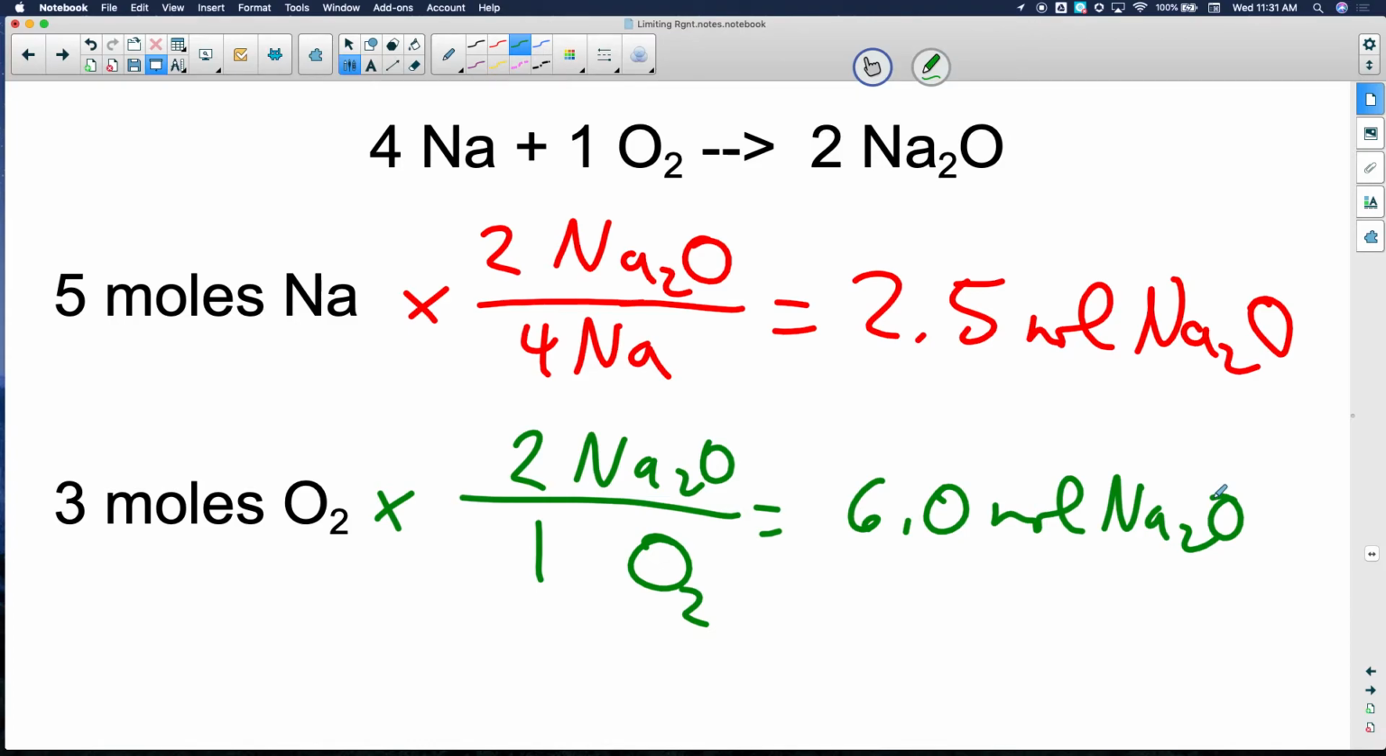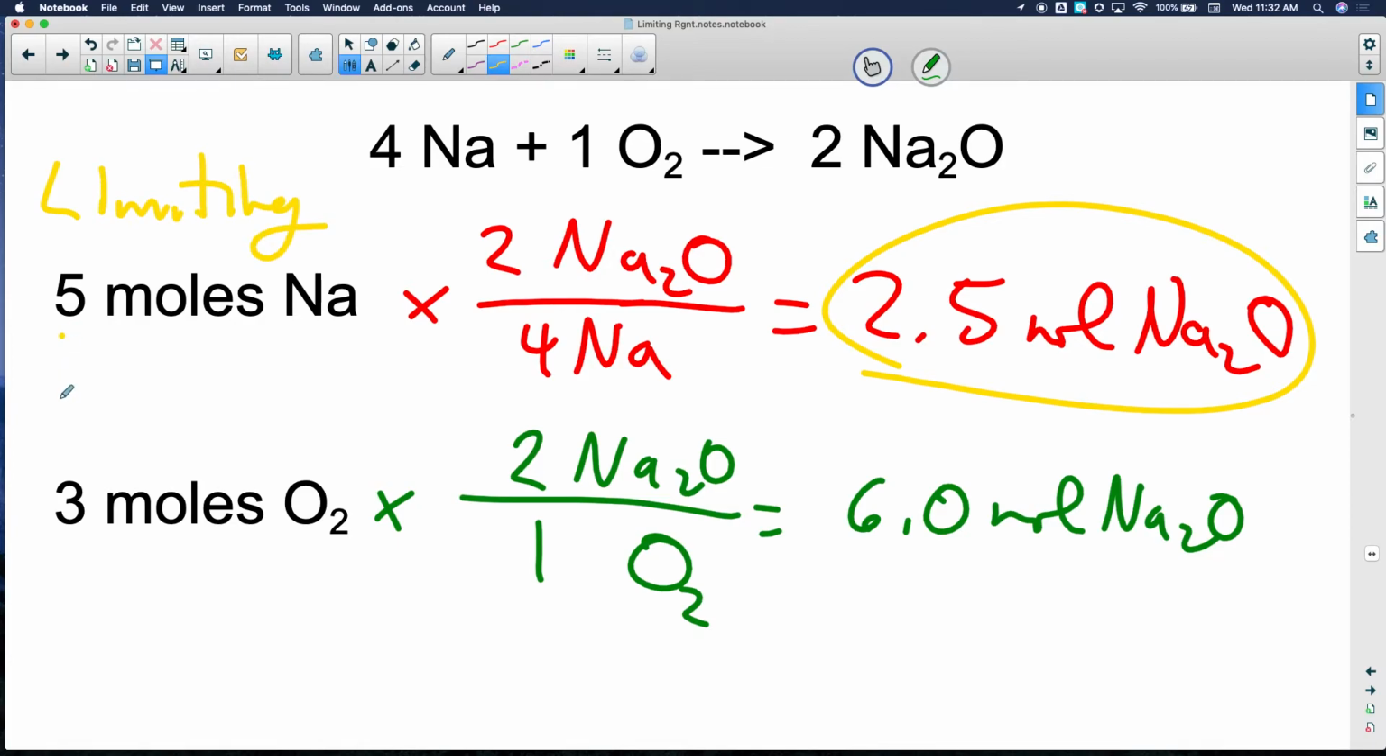MK, how many moles of product am I actually going to be able to make? Am I going to be able to make 6? Am I going to be able to make 2.5? I'm going to be able to make 2.5. I'm going to run out of sodium first. It's going to limit my amount of product. So I'm going to identify this as the predicted amount that I would actually be able to make, and I would identify this as my limiting reactant.